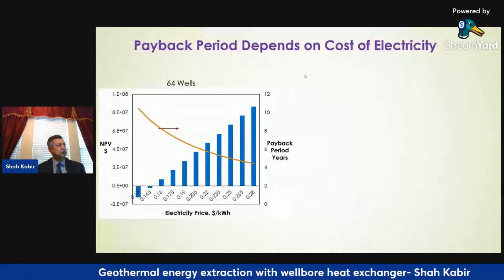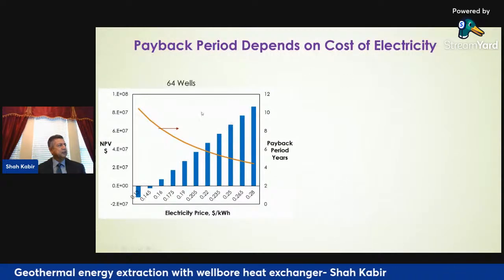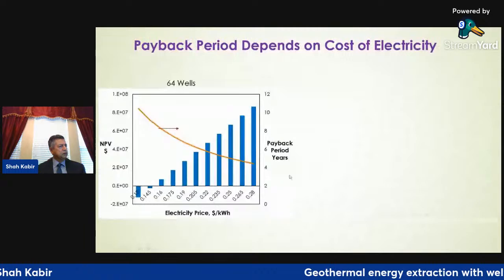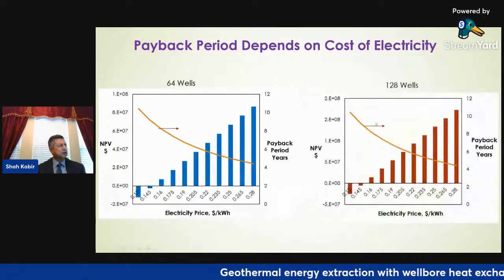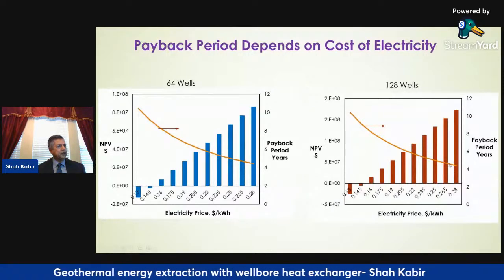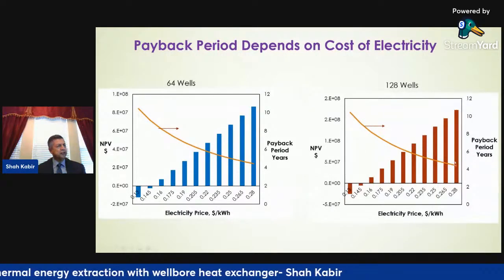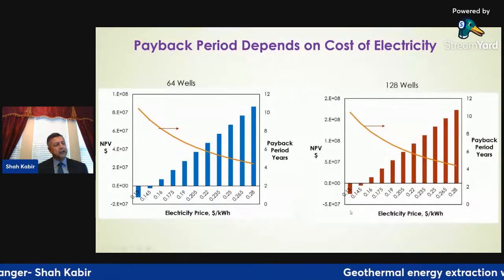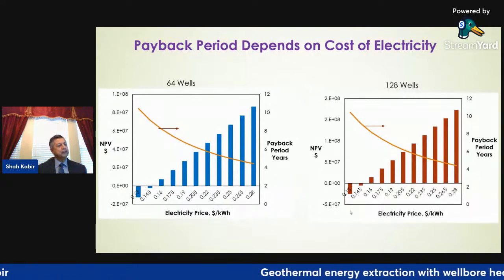So again, the cost of electricity matters, and what will be the payback period, as you can see, vis-a-vis the NPV. The payback period is about the same when you increase the number of wells. So scalability becomes an issue. That's the point we are trying to make.